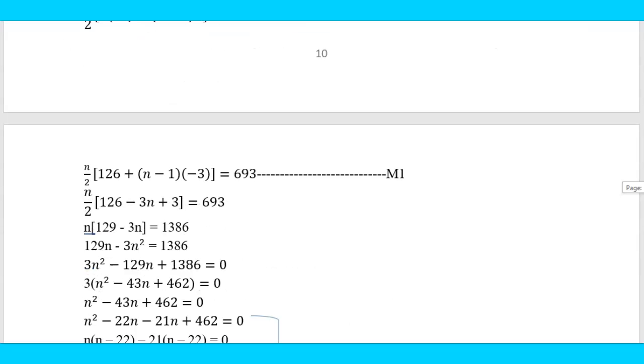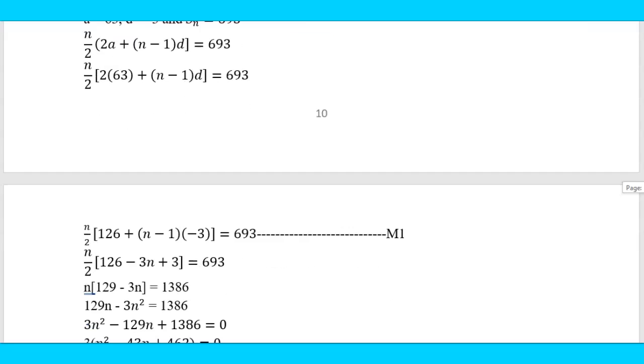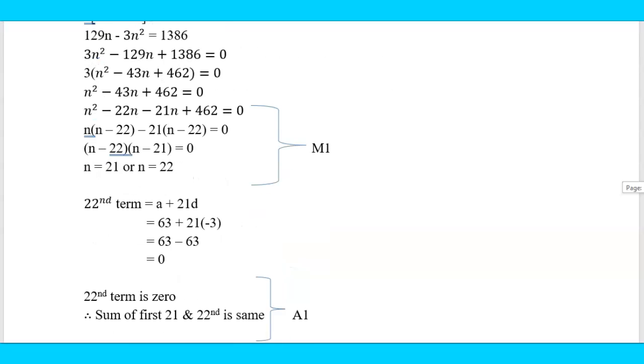See here, first of all you have to substitute in the Sn formula, and you will get 1 mark. Getting the answer for n is 21 and 22, so you are getting the sum of first 21 terms as well as the sum of first 22 terms as 693.